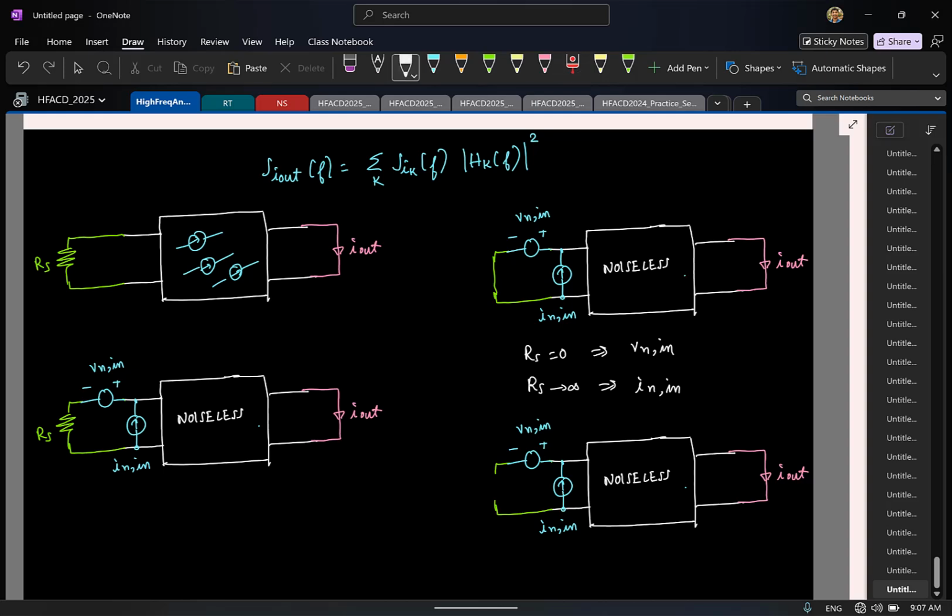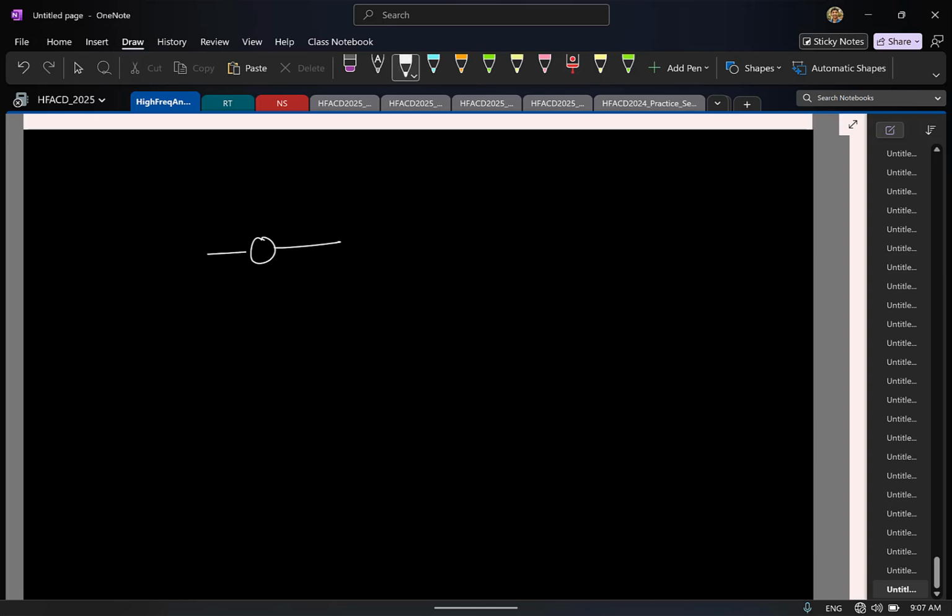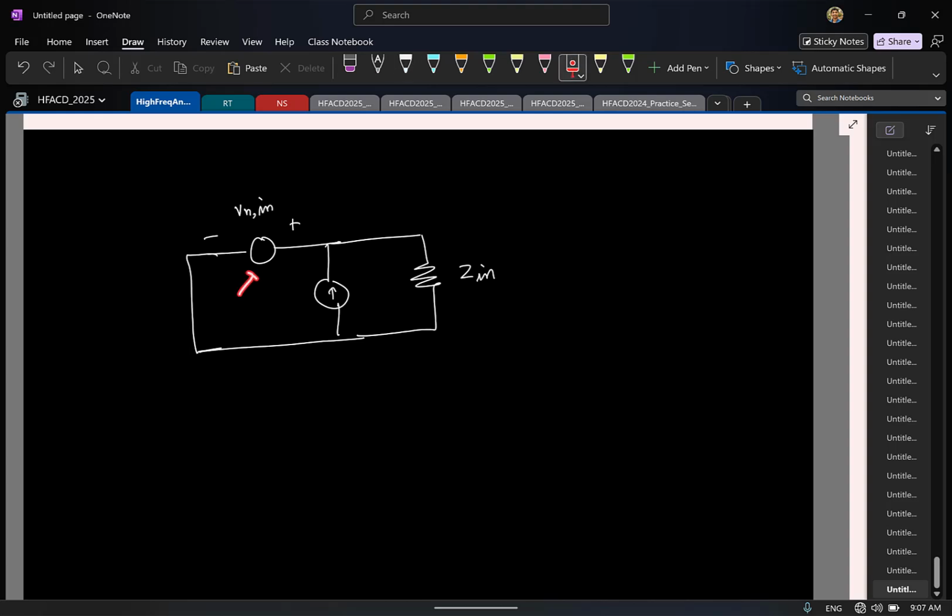Okay, good question. So let me redraw the same thing. I have one voltage source, one current source, correct? And I have, let us say, this is the input impedance of the network, Zn. Now I am shorting this. Now if you want to find the contribution, you use superposition. I have two independent sources. I want to find their contribution.